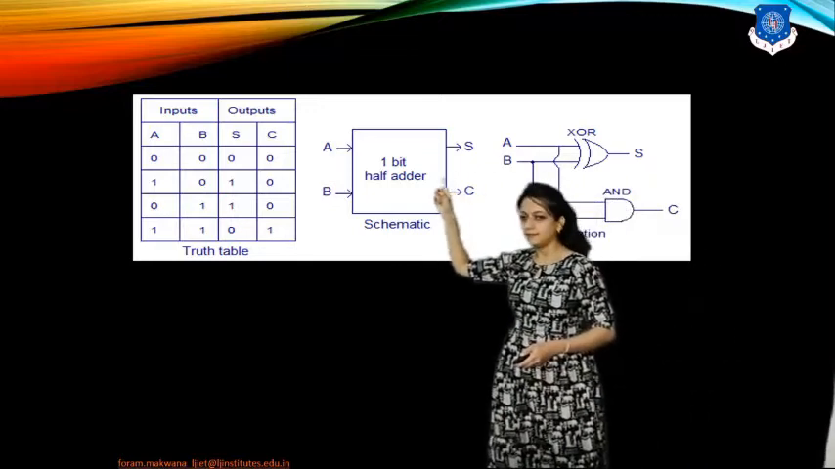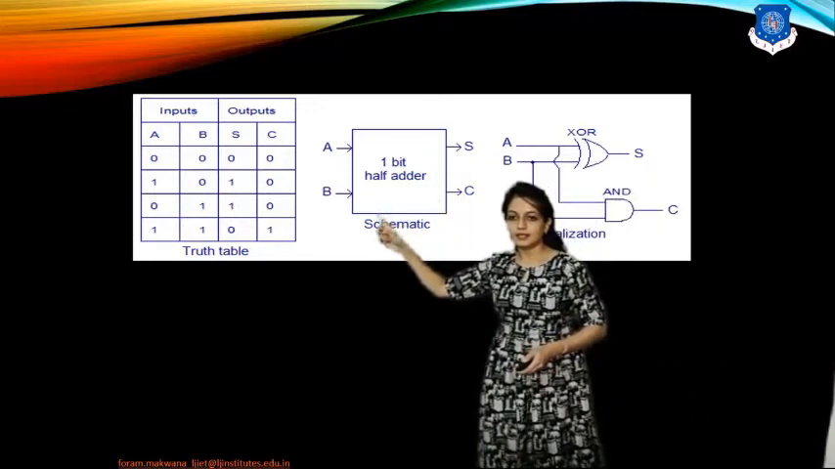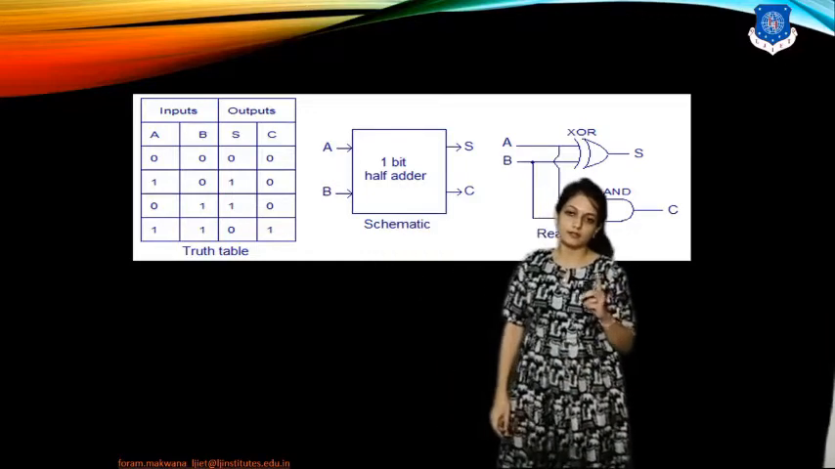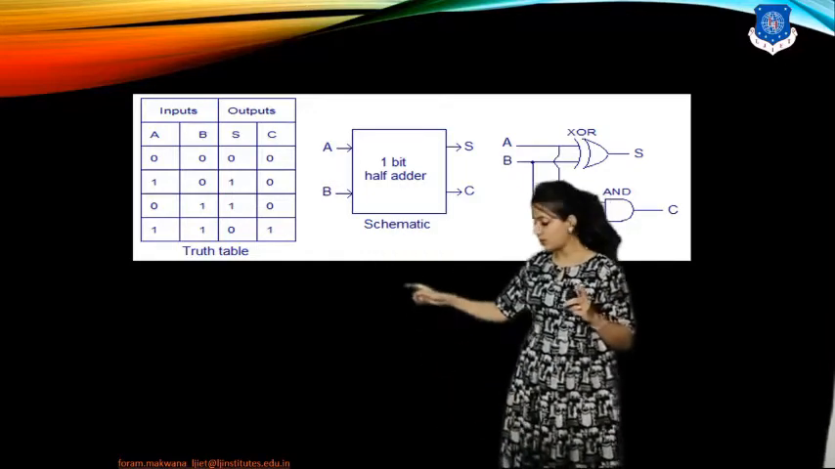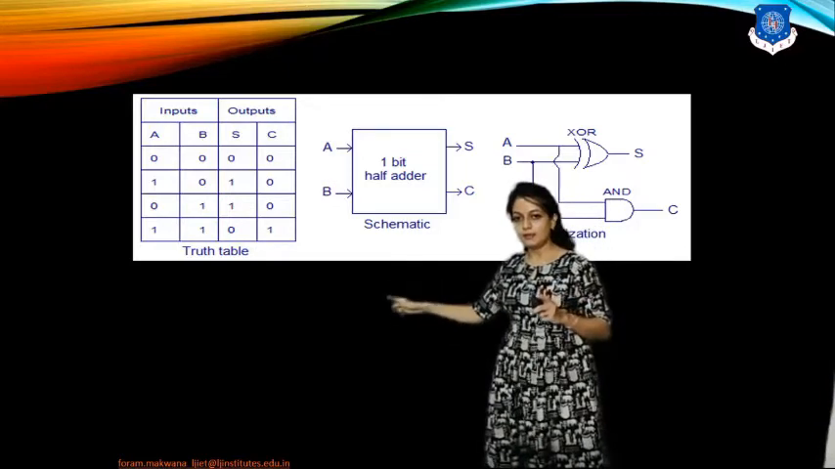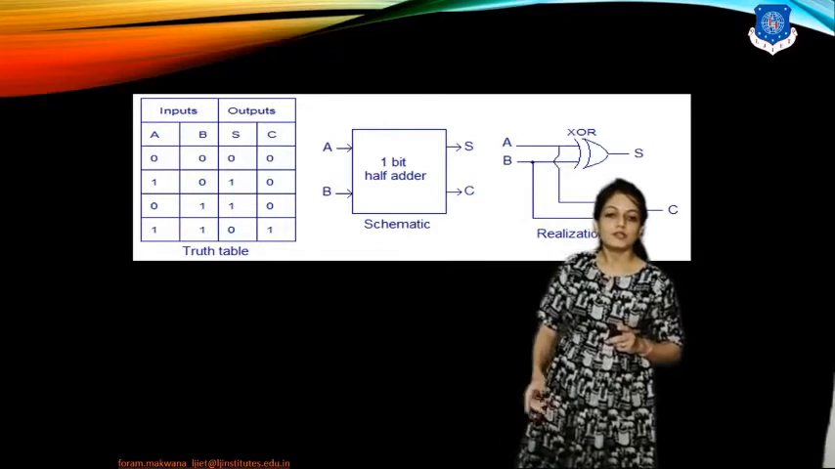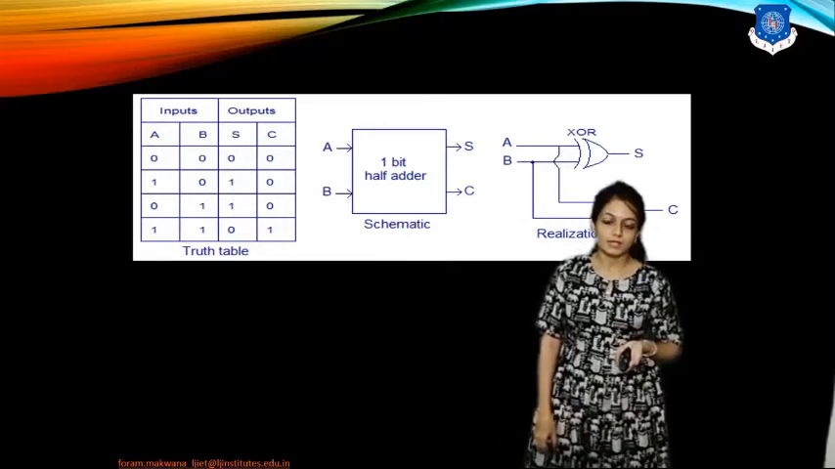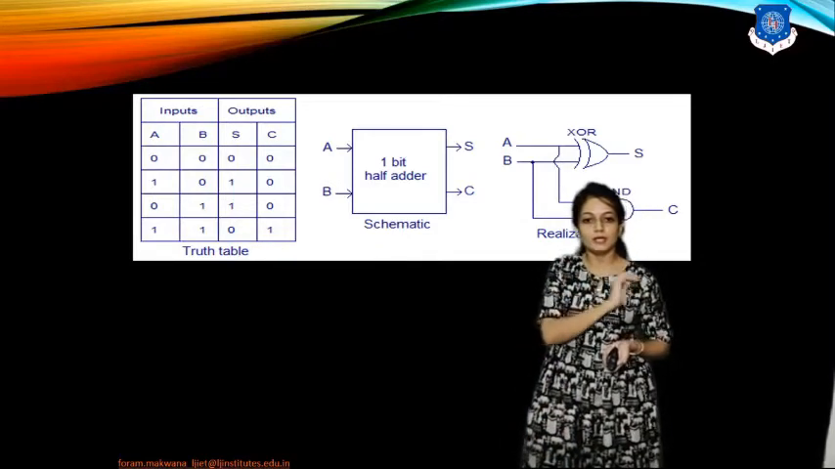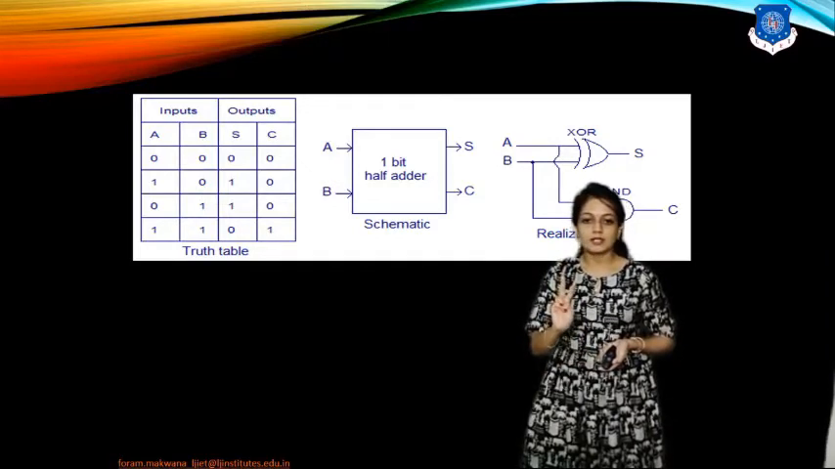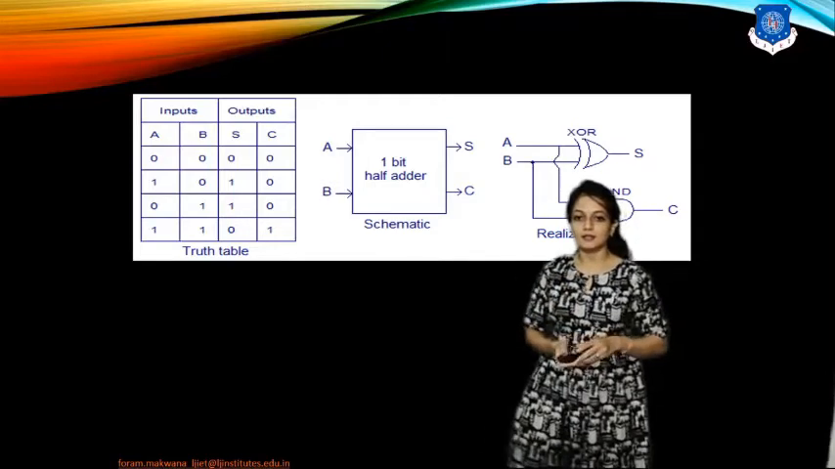Now for the carry, there is only a single 1 present. For which case? For the fourth case, where A and B both are 1. So your function will be AB, that means A dot B. So between A and B, what is that operation? It is the AND operation. That means an AND gate is there.